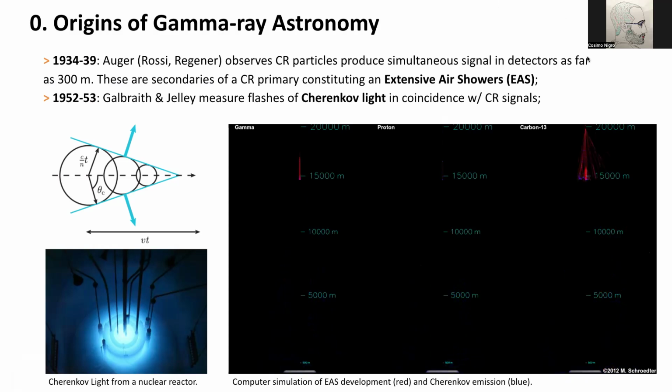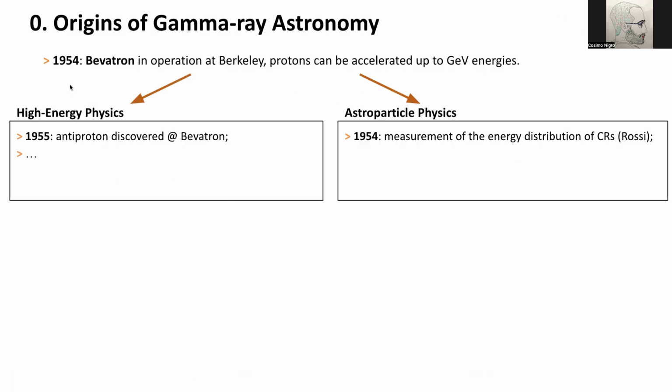1955, the year after Galbraith and Jelly discovered Cherenkov radiation, 54, sorry, I think it can be classified as the year where the community splits in two, because that year at Berkeley they put into operation the Bevatron. With the Bevatron, you can now accelerate protons up to GeV energy. So basically, you don't need anymore to leave your detectors under the sky to search for new particles. You can basically produce them in a laboratory.